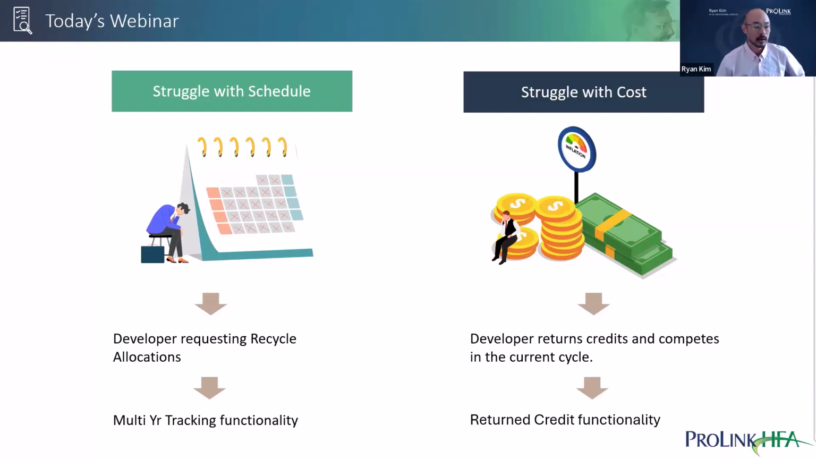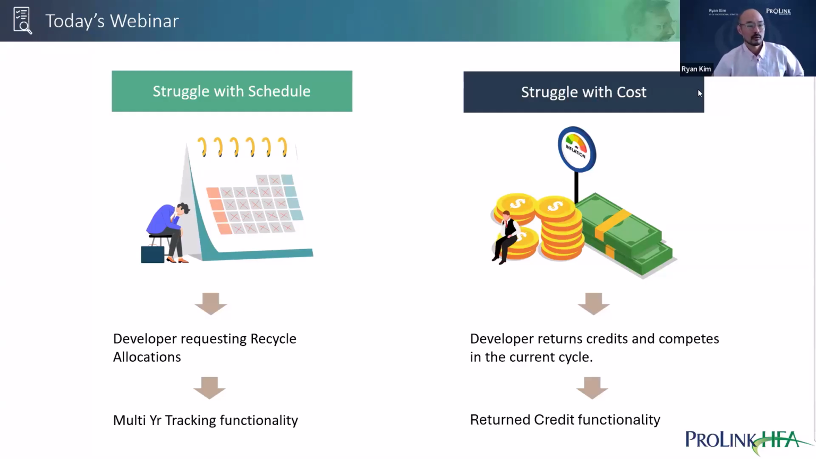This scenario has no impact on your state credit ceiling. It's a simple transfer of credit amount from this year to that year. There's a net change of 0 across the 2 different credit cycles, between 2021 and let's say 2023. People also refer to this scenario as refresh or recycle allocation. And in ProLink, we use the multi-year tracking functionality that's built into both the TCA deal level as well as your cycle utility level.